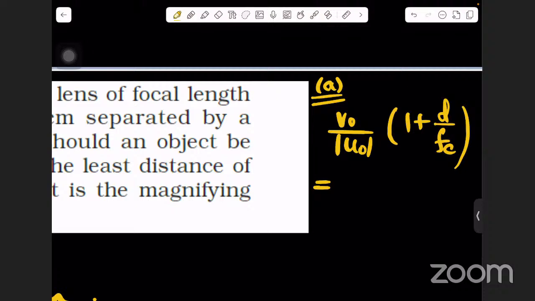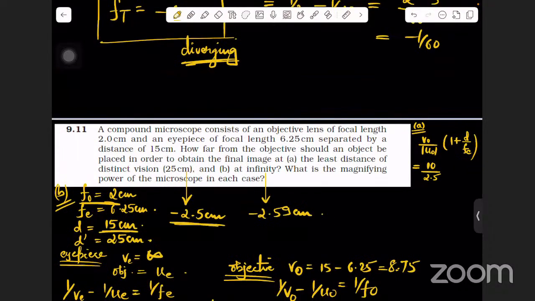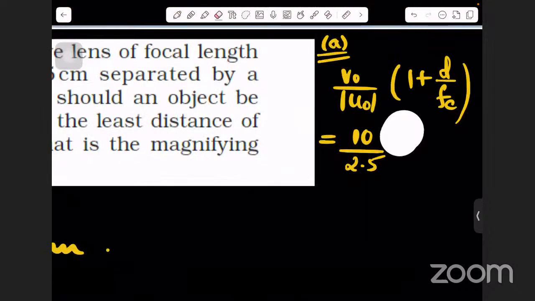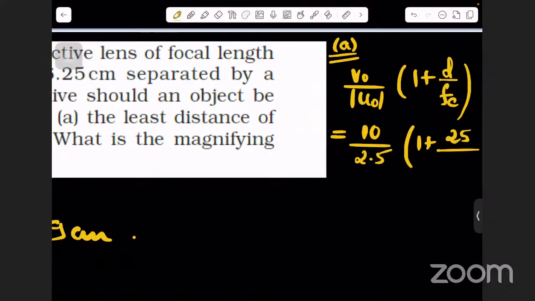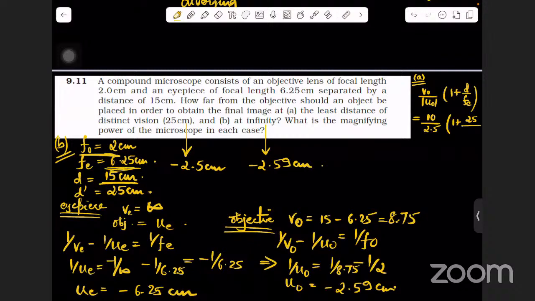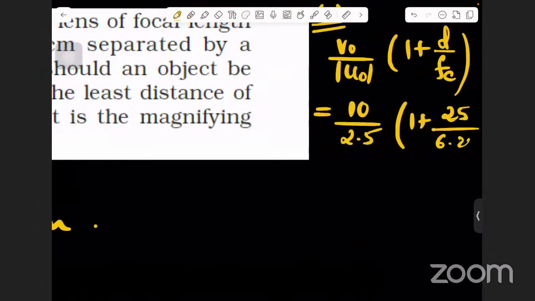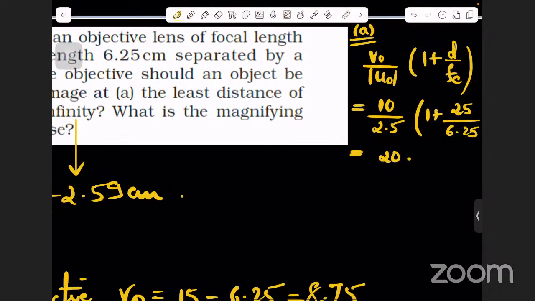So for the first case, we had V naught is 10 divided by magnitude, that is positive value. So 2.5 plus minus 2.5, but we have to find the magnitude. So it is 2.5 into 1 plus 25 over FE. What was FE? 6.25 centimeters, right? 6.25. So this value turns out to be 20.